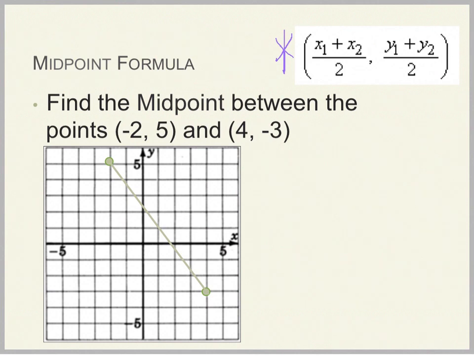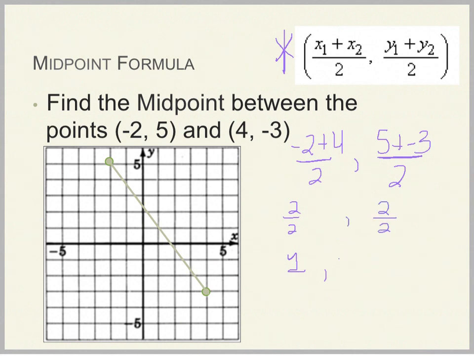Looking at this then, we have our x1 plus our x2 divided by 2, and our y1 plus our y2 divided by 2. Negative 2 plus 4 equals 2. 2 divided by 2 is 1. 5 plus negative 3 is also 2. 2 divided by 2 is 1. So our midpoint is 1, 1.